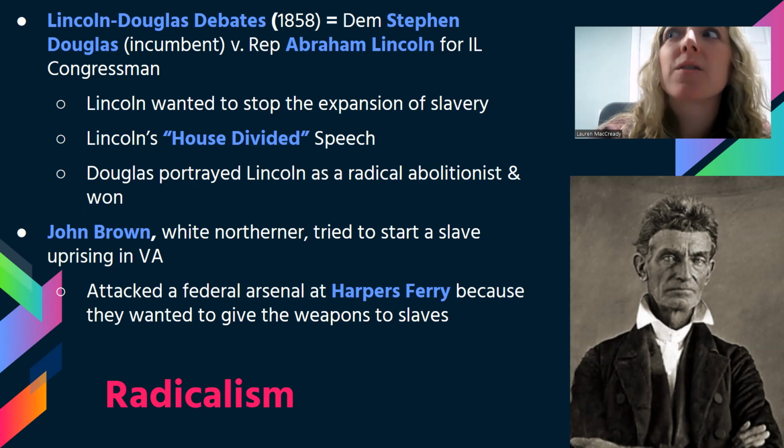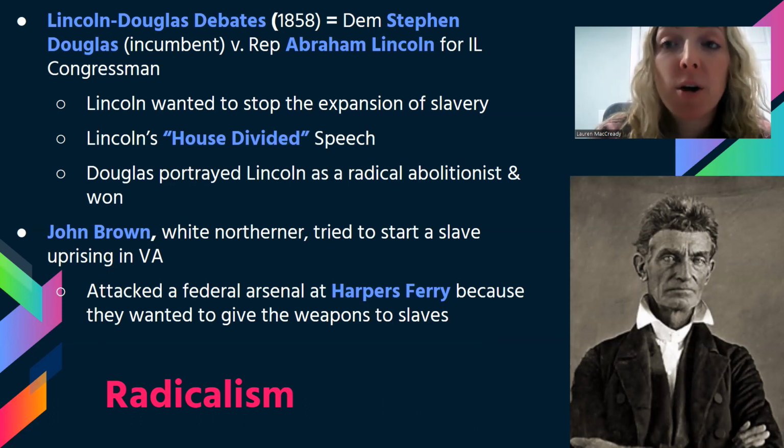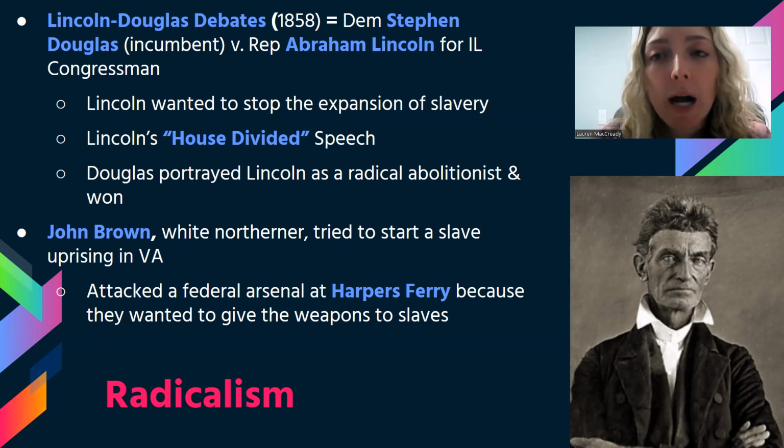Abraham Lincoln is forthcoming about his disapproval for slavery for a myriad of reasons, but he doesn't want to abolish it. He just wants to limit its expansion. There's a lot of primary sources that support that. Lincoln gives a famous speech called the House Divided speech, where he says a house divided cannot stand.